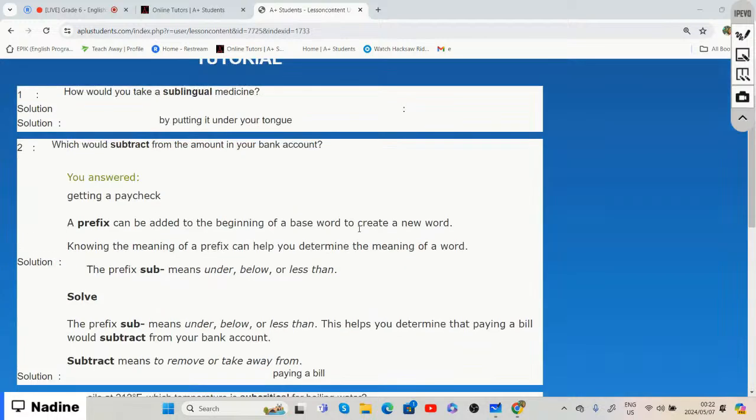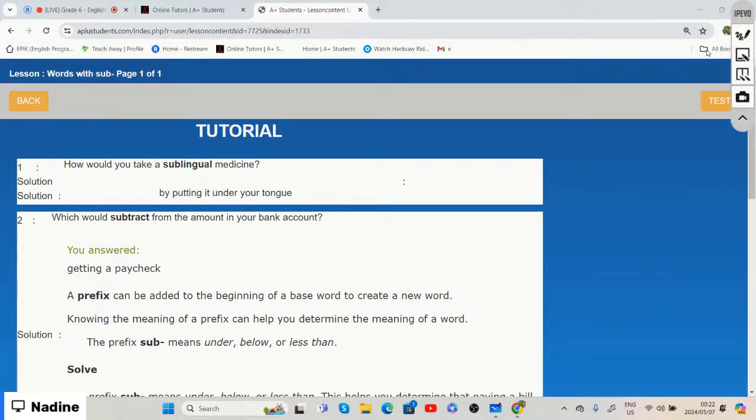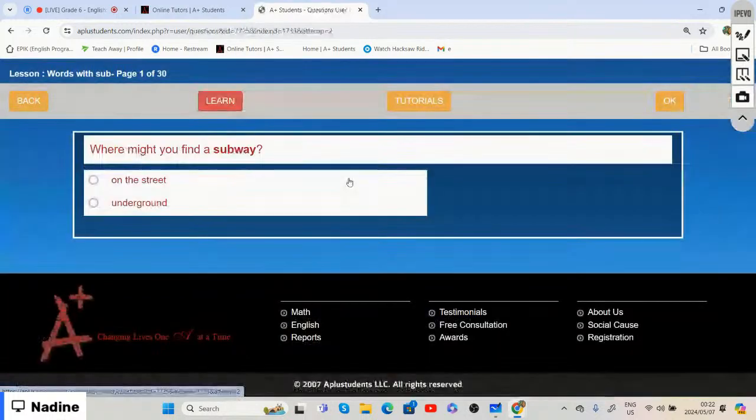All right. Let us do a test on the prefix words with sub. Where might you find a subway? Where might we find a subway? Will we find a subway on the street, or will we find a subway underground? Where will we find a subway?